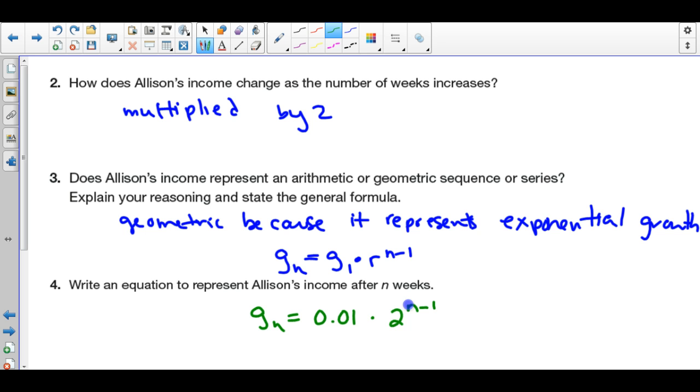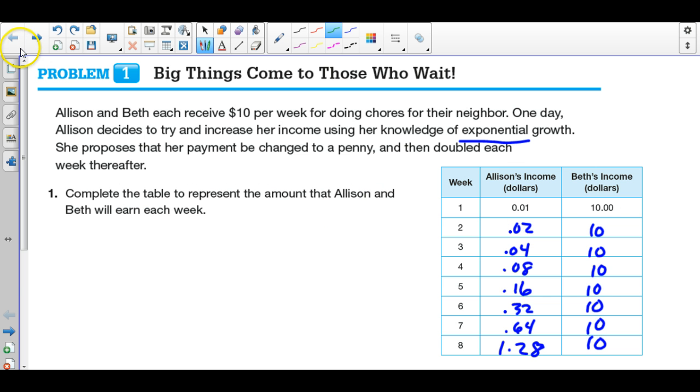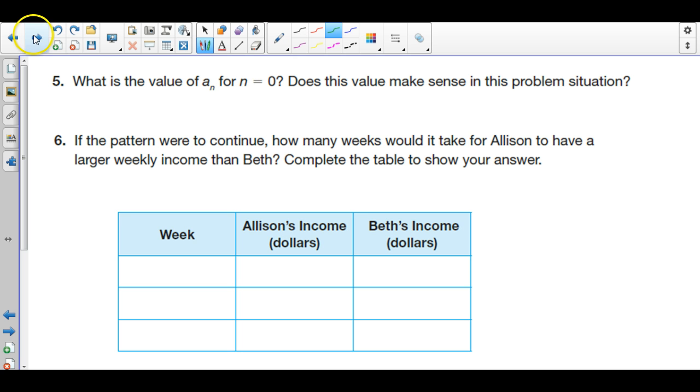So we could use that to evaluate her income after n number of weeks. That is not in function notation, that is just the explicit formula. It says what is the value for, basically what is her starting amount for when n equals 0, and does it make sense in the problem situation. If we go back a slide, notice that this is the amount that she's getting in week 1. What we're really solving for is what would happen if there were a week 0.